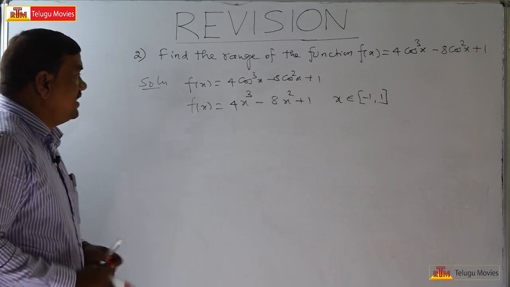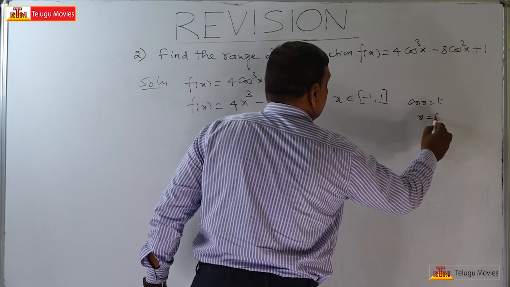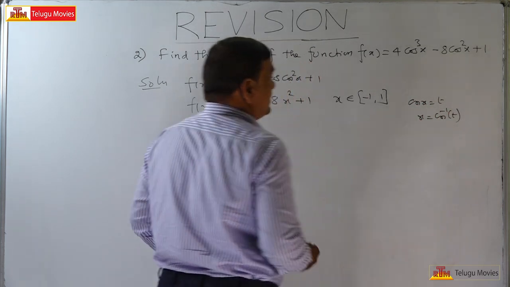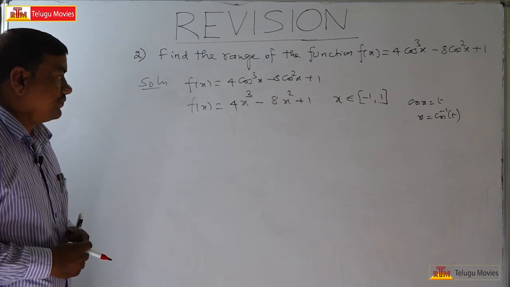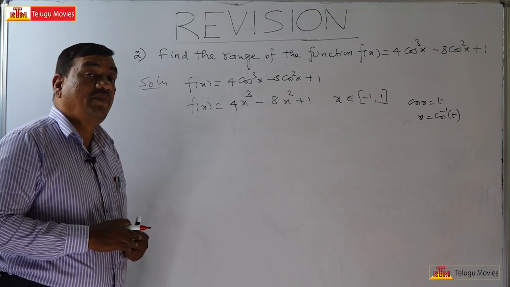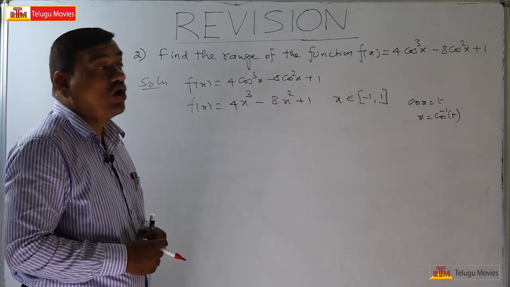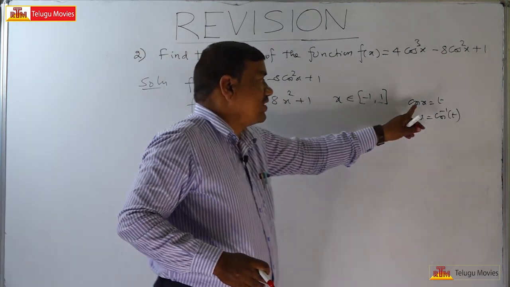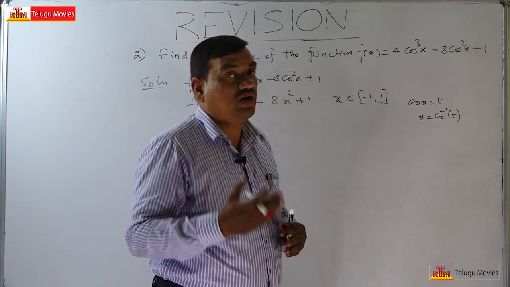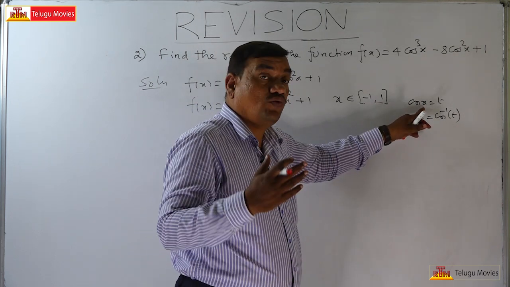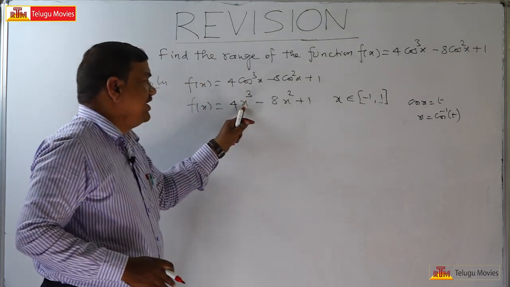Because see here, if you put cos x is equal to some t, therefore x is equal to cos inverse of t. From that, in the inverse trigonometric functions, we will find out the range of t. The range of t is minus 1 to 1. Cos x is equal to t, no? The range of t is what? Minus 1 to 1. The maximum value of cos x is equal to 1 and the minimum value is minus 1. That means you can substitute t also.